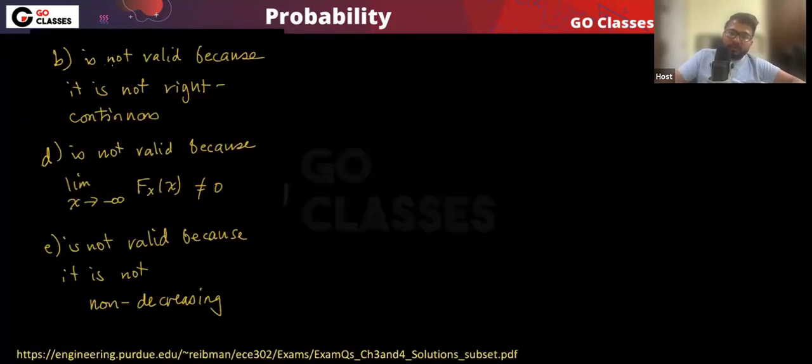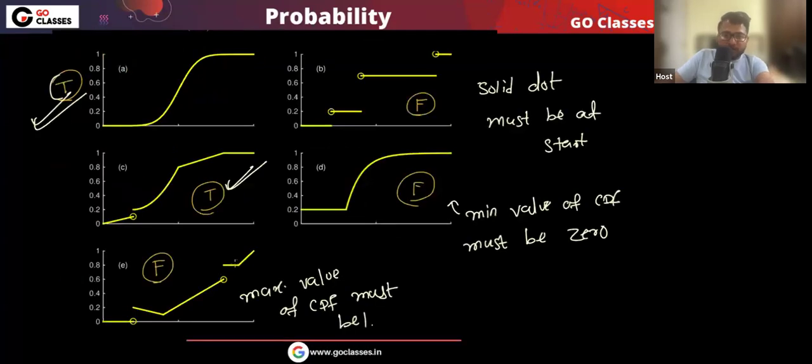Okay. These are the reasons which are written. It's not valid because it is not right continuous. Right continuous means solid dot. Solid dot should be at the start. It is the minimum value. It is not valid because it is not non-decreasing. Oh, sorry, it is also decreasing. Basically, it is not increasing actually. It is decreasing, which is not possible.